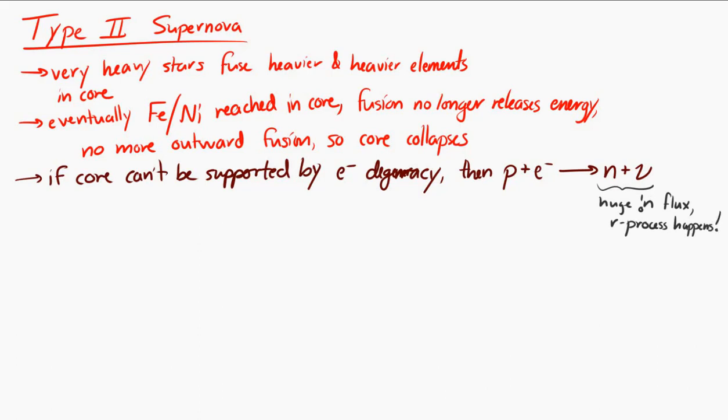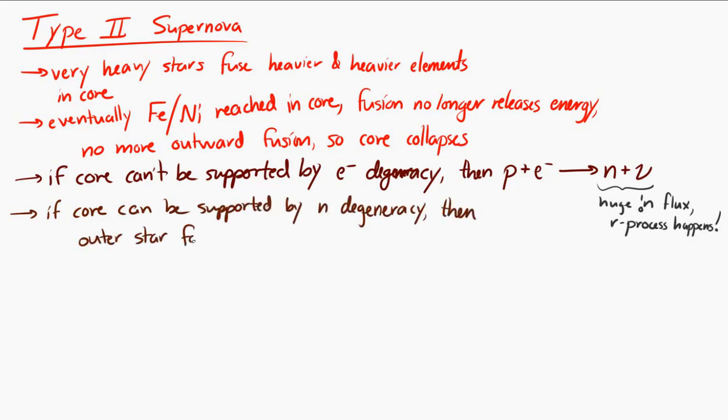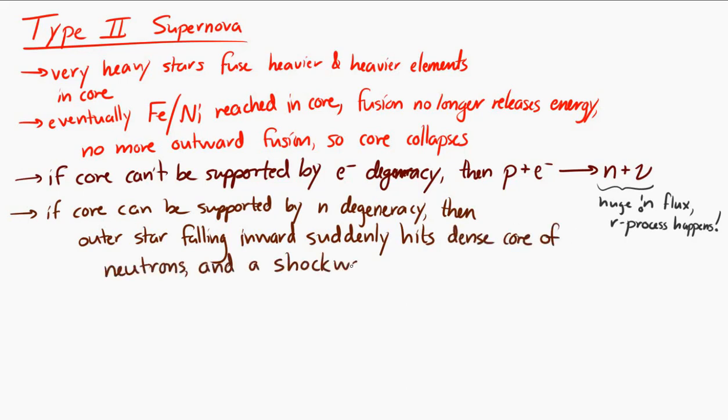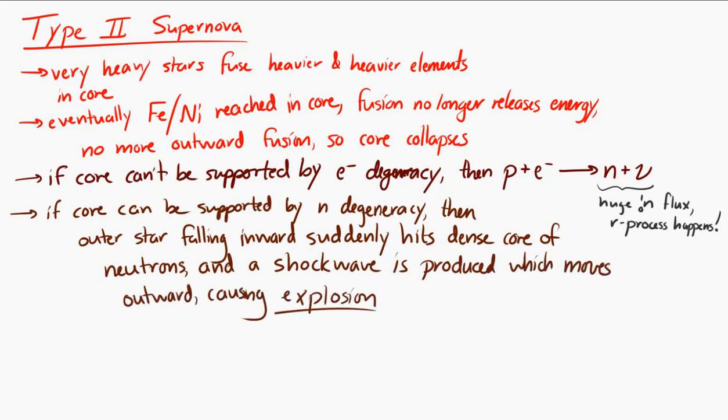And if neutron degeneracy is able to hold up the core of the star, the outside part of the star, which is now falling inward, suddenly stops as it hits that dense core, this neutron star that's formed, and an outward shock wave is produced, which moves outward, causing an enormous explosion. The outer part of the star completely explodes.